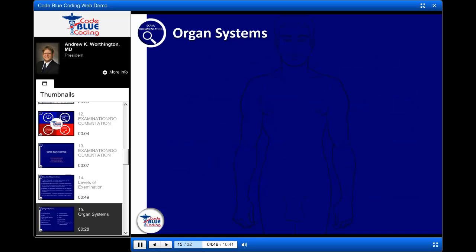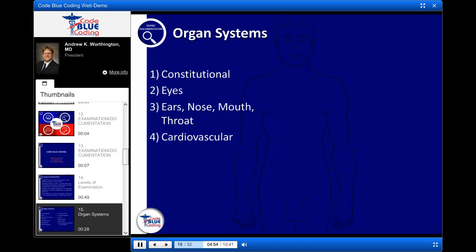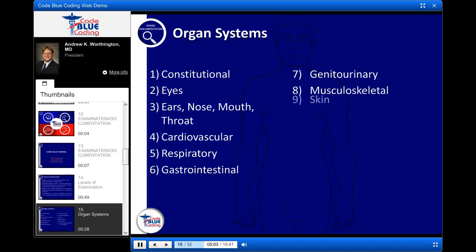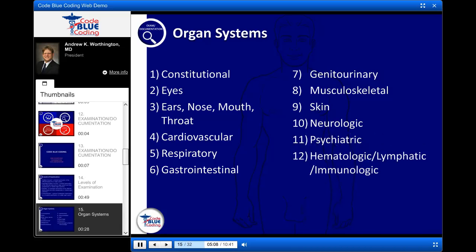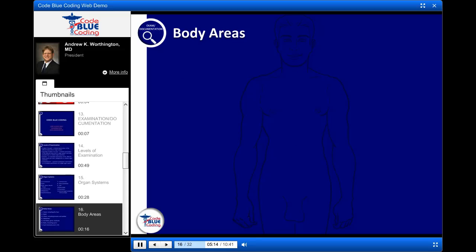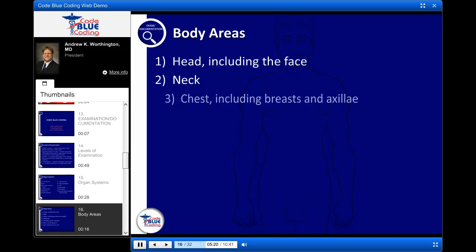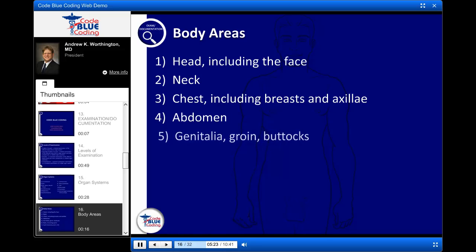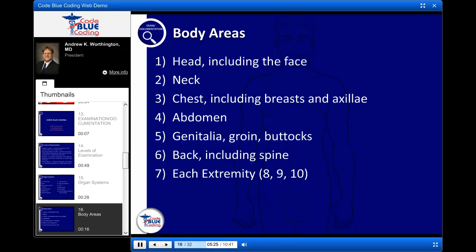CMS recognizes 12 organ systems: constitutional, eyes, ears, nose, mouth, and throat, cardiovascular, respiratory, gastrointestinal, genitourinary, musculoskeletal, skin, neurologic, psychiatric, and hematologic, lymphatic, immunologic. CMS recognizes 10 total body areas: head, neck, chest, abdomen, genitalia, back, and 4 extremities.